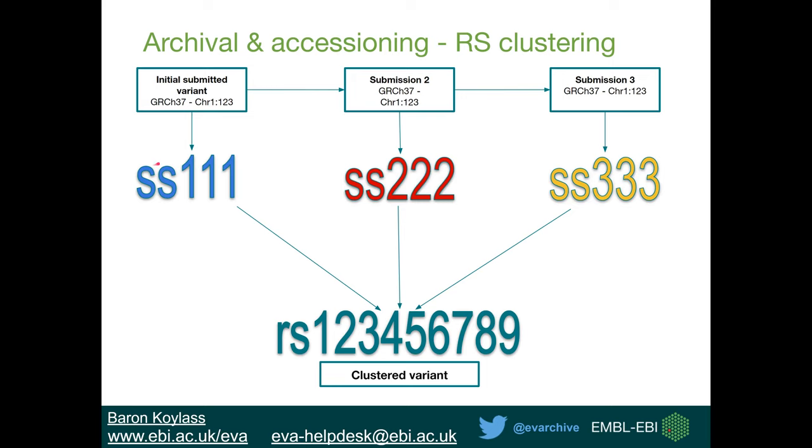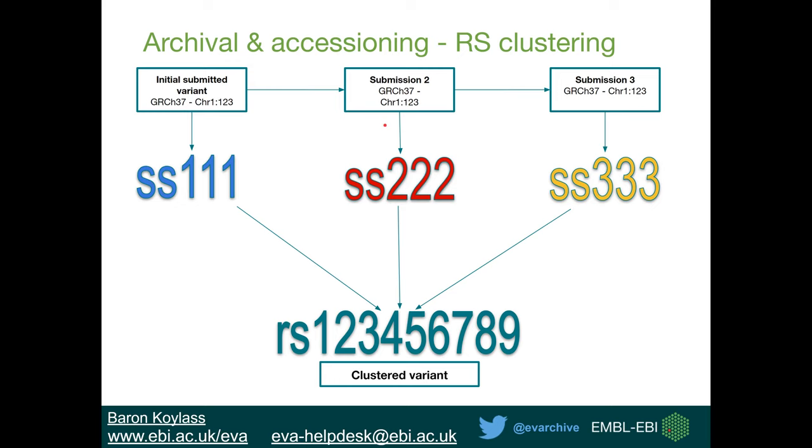So we have these SSIDs, which are unique to a study. What that means is if we receive an initial submitted variant on the human genome assembly 37 on chromosome 1 at position 123, that's submitted to the EVA and gets run through our validation pipeline. The data has been archived, and we assign this variant an ID of SS111.